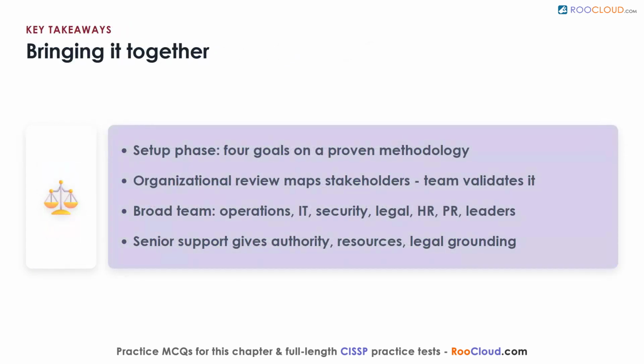The project scope and planning phase sets the effort up on a proven methodology guided by 4 goals: organizational review, team selection, resource assessment, and the legal landscape. The organizational review maps everyone with a stake and must be validated by the full team. That team must be broad, drawing from operations, IT, security, legal, human resources, public relations, and senior management, so no critical knowledge gets missed. And senior leadership support is the linchpin that gives the whole effort authority, resources, and legal grounding. Set this stage well, and the analysis work ahead has firm footing.